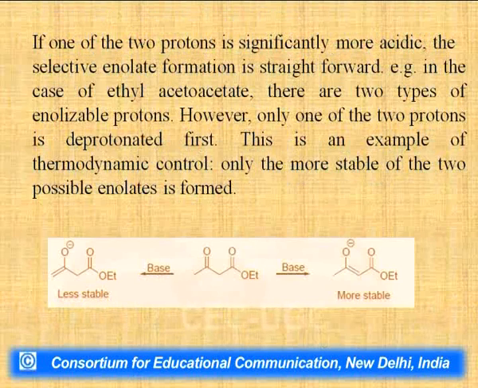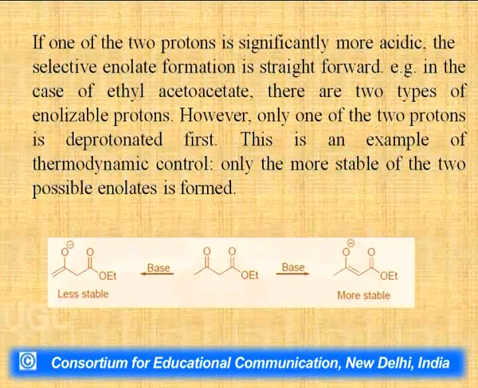If one of the protons is significantly more acidic, the selective enolate formation is straightforward. For example, in the case of ethyl acetoacetate, there are two types of enolizable protons. However, only one type of the two is deprotonated first. Which one is more acidic? This is an example of thermodynamic control. Only the more stable of the two possible enolates is formed. You can see in the reaction that there is a more stable enolate ion and a less stable enolate ion.